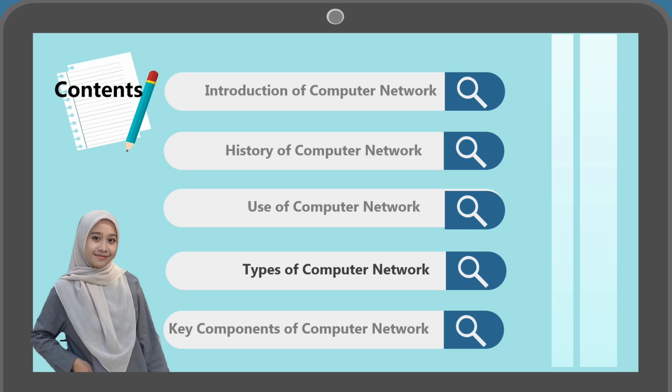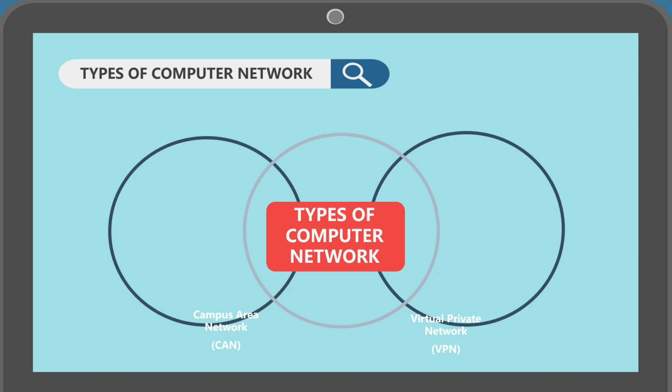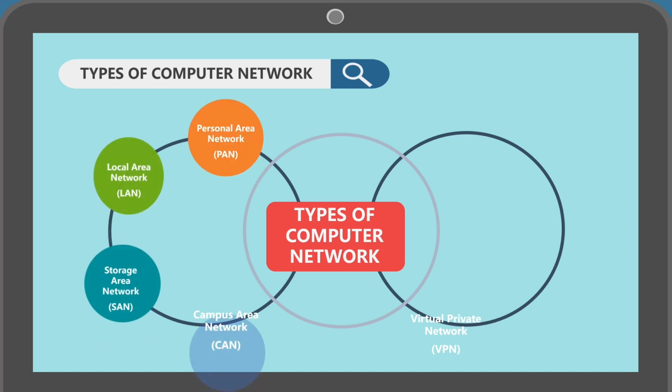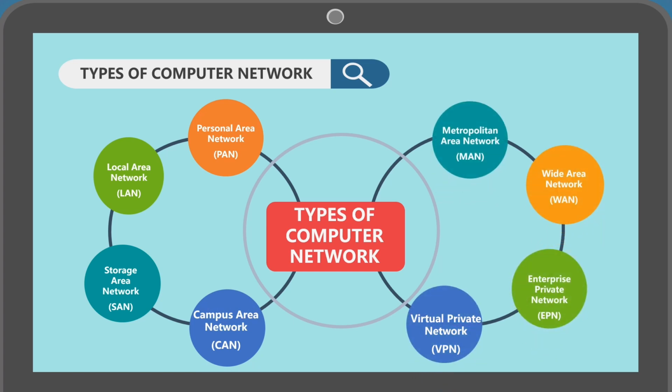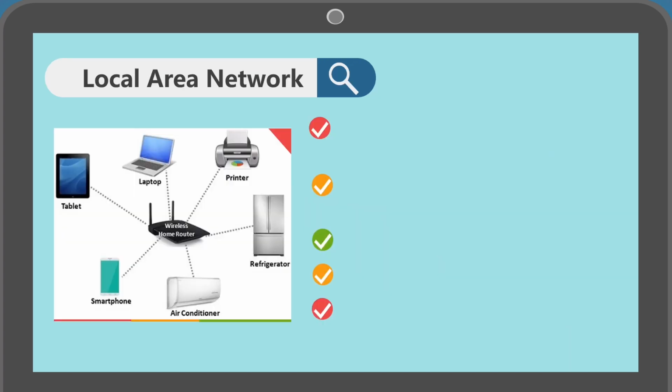We'll talk about types of computer network. There are 8 types of computer network, which are personal area network, local area network, storage area network, campus area network, virtual private network, enterprise private network, wide area network, and metropolitan area network.